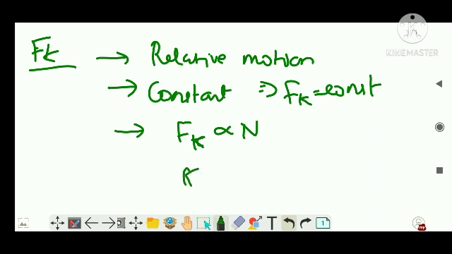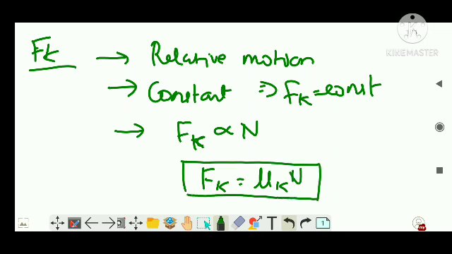Or, in order to remove this proportionality, I can write Fk equals mu k into N, where mu k is known as the coefficient of kinetic friction. Mu k is the coefficient of kinetic friction.